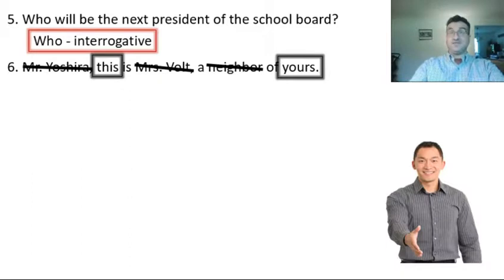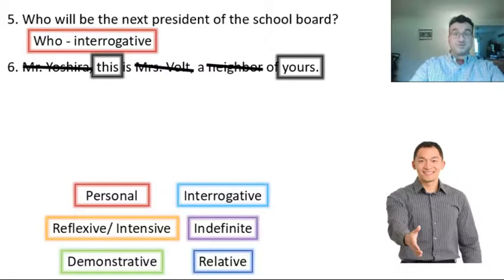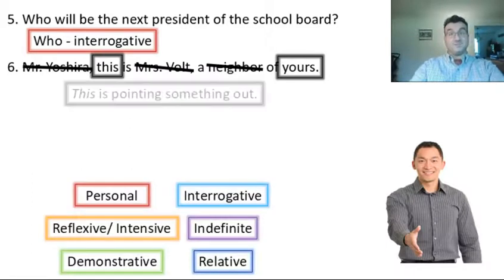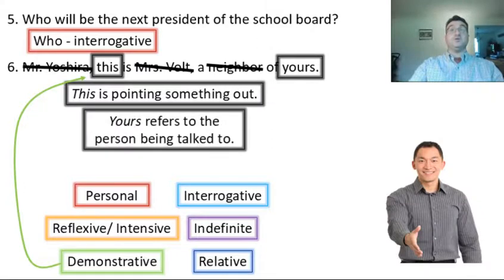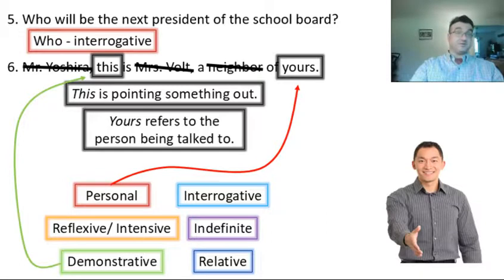You have this and yours. Now here's our choices of what kind of pronouns they could be. This is pointing something out. Those are the demonstrative pronouns. They help us demonstrate something. This, that, these, those are the demonstrative pronouns. Yours refers to the person being talked to. So that's a personal pronoun, like we've seen a couple times already.